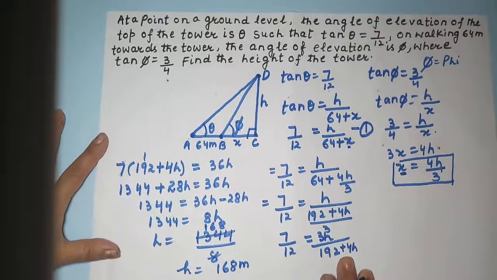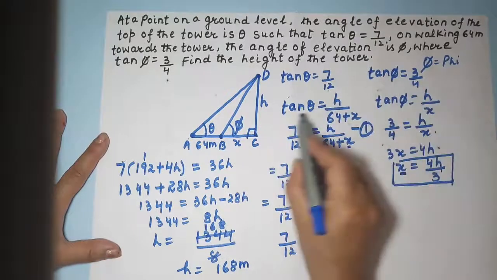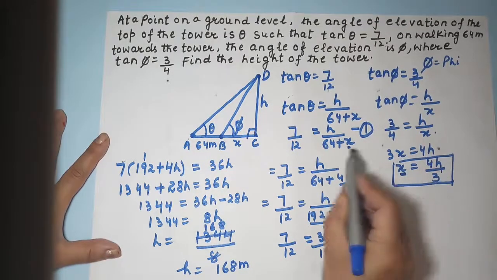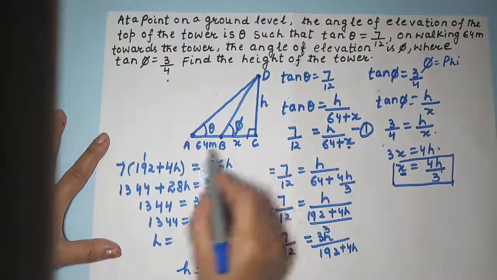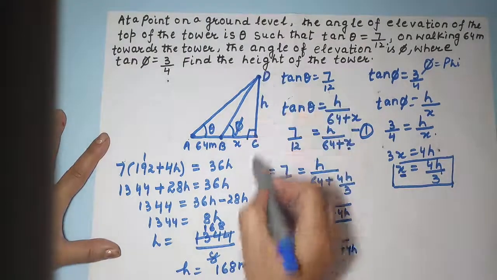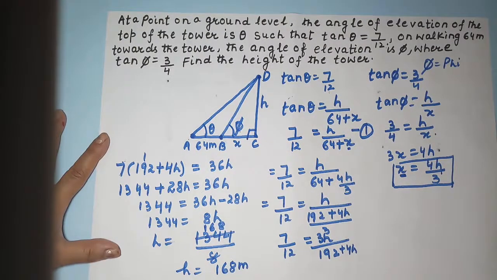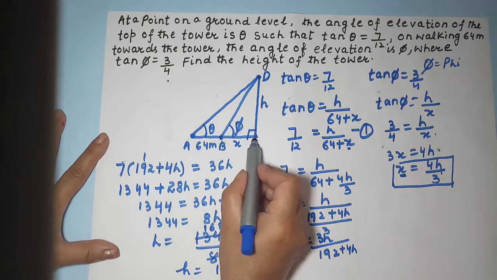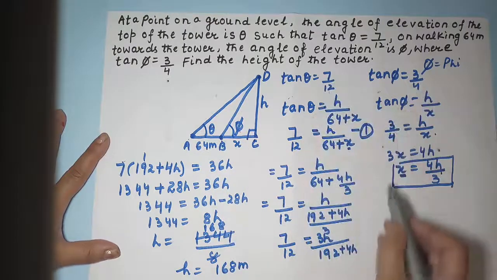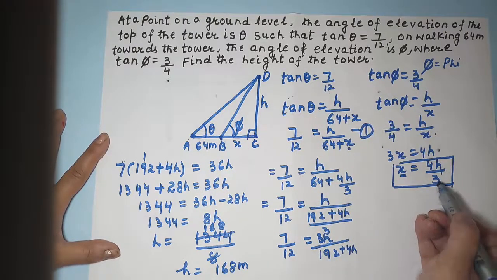Right? Now you have learned how to combine these two equations, how to substitute the values and how to solve them to get whatever you have to find over here. So sometimes they may ask you to find this distance. You have to use the same procedure and replace the value of h, and then you can get the value of x.